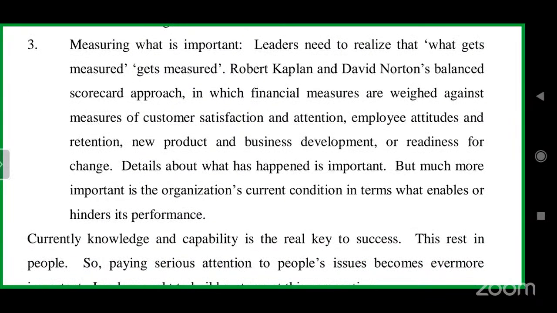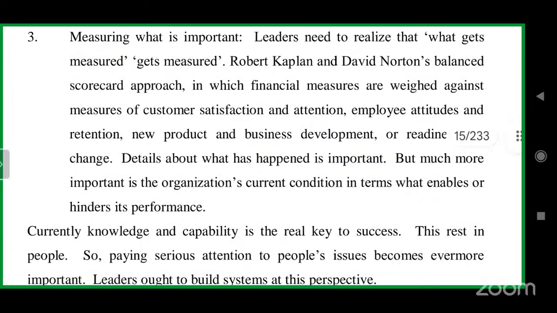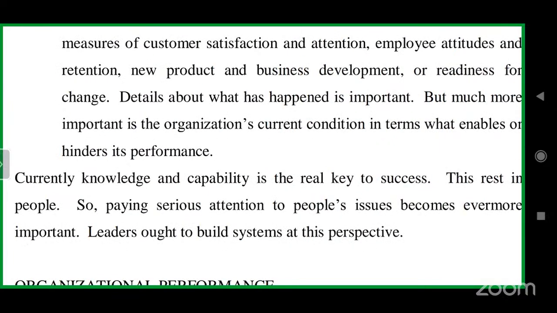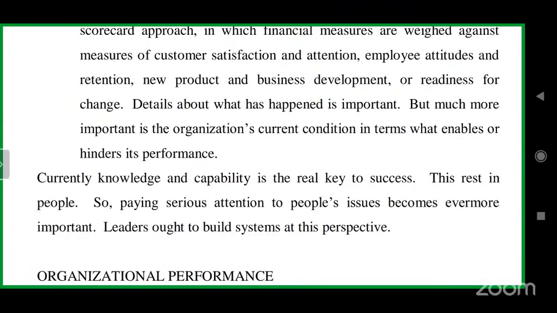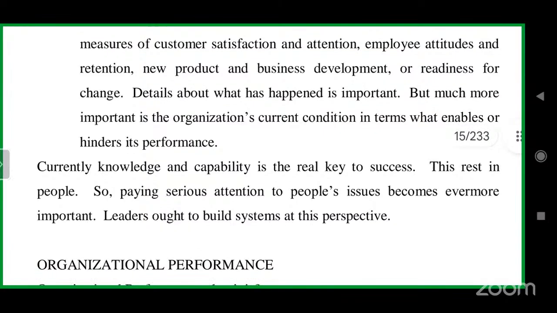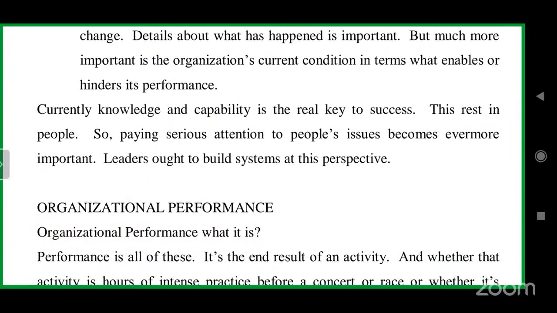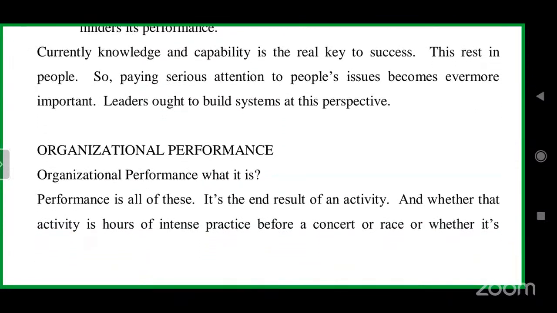Apart from this, much more important is the organization's current condition, in terms of what enables or hinders its performance. Currently, knowledge and capability is the real key to success. This rests in people. So paying serious attention to people's issues becomes ever more important, to build systems from their perspective. So the customers play an important role again in performance management. The feedback of the customers is very important. As of now, we have to change depending upon the outputs.